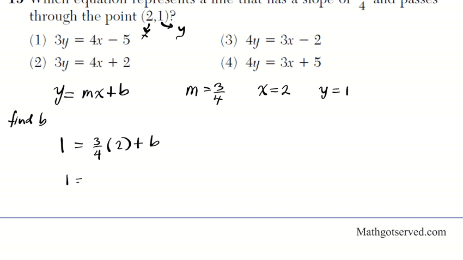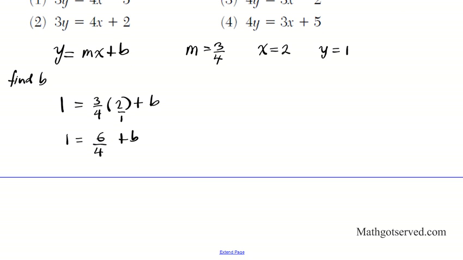We're going to have 1 equals, put this 2 over 1, multiply across, we have 6/4 plus b. Now we can reduce this, right? We reduce it by dividing top and bottom by the greatest common factor, which is 2. So divide by 2 top and bottom. If I divide by 2, I'm going to have 1, oops, wrong color, change that.